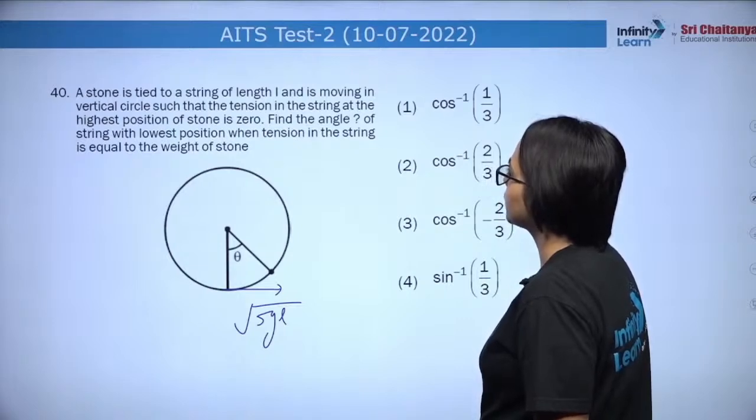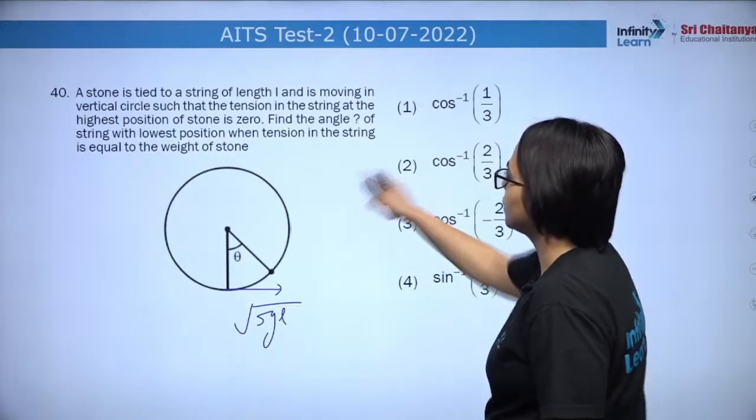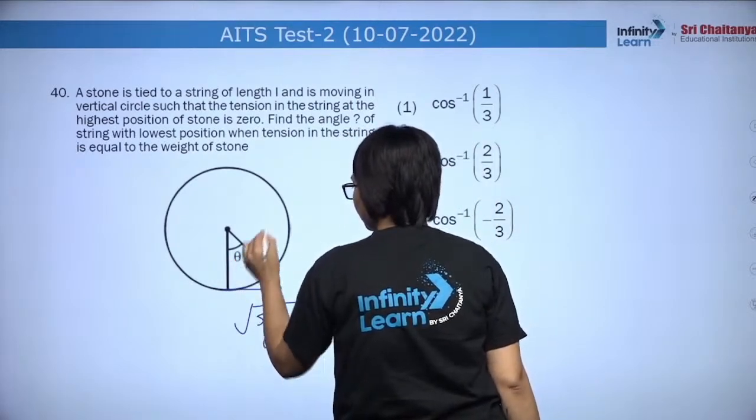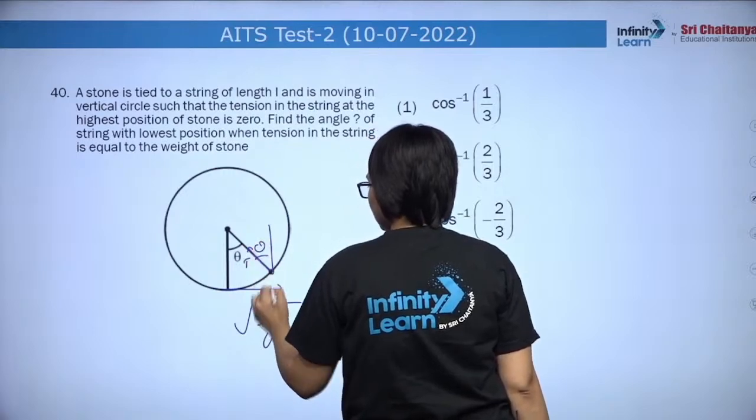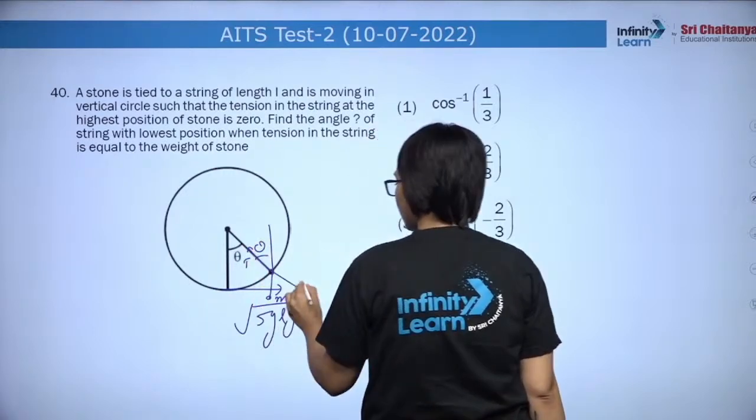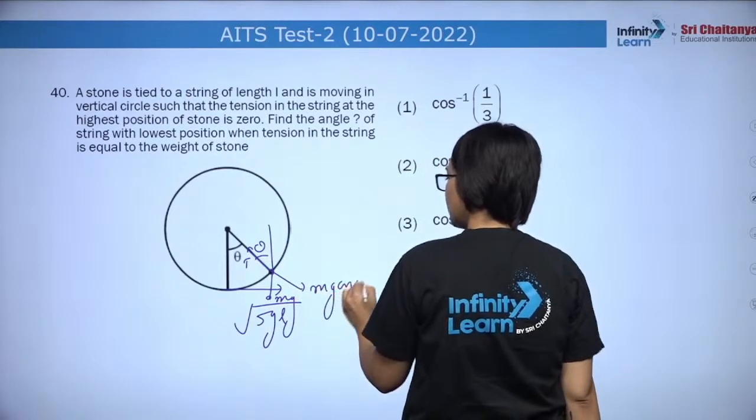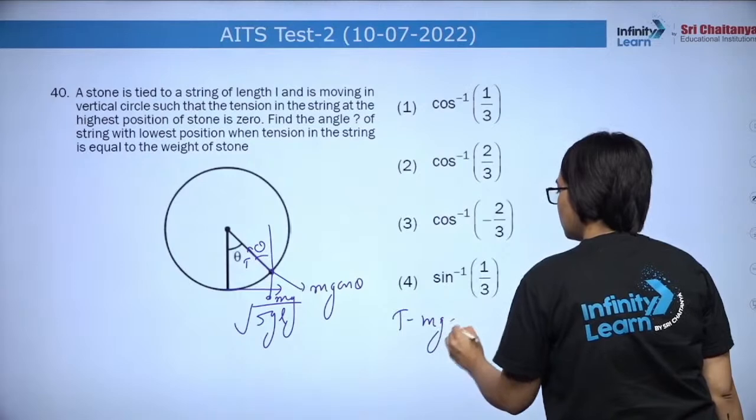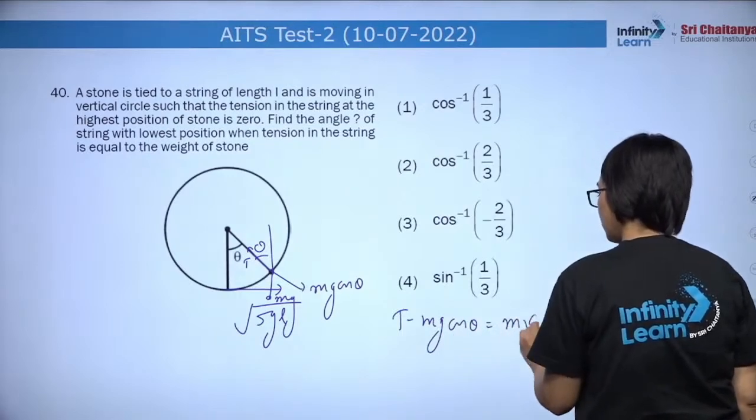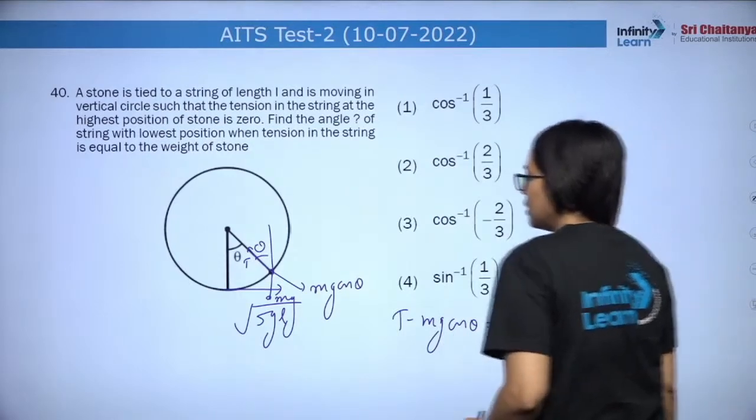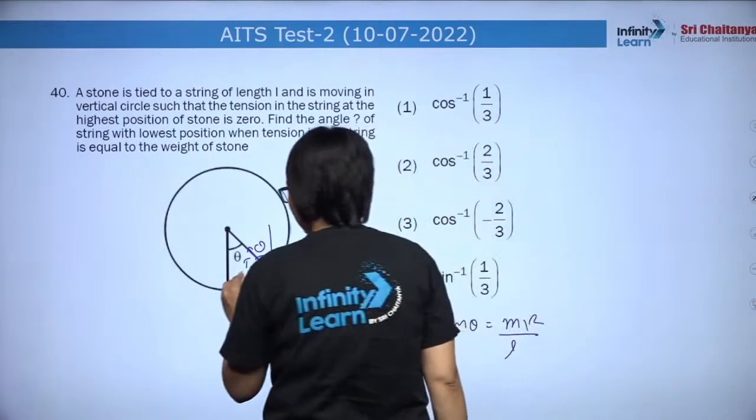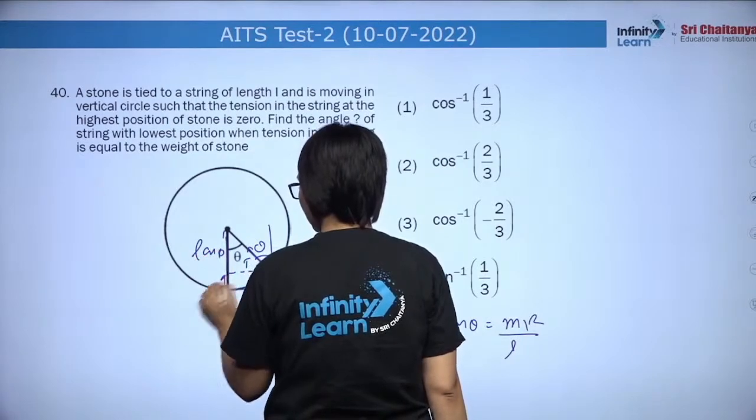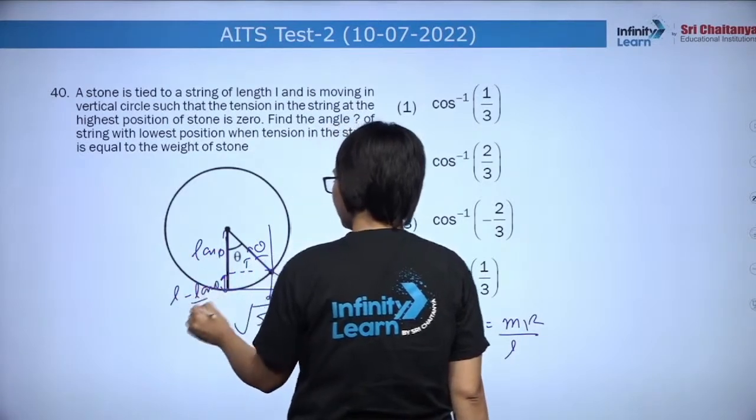So at this position, this is tension, this is theta, this is mg. So this component will be mg cos theta. So net centripetal force, T minus mg cos theta, is equal to mv square upon L. Now if L is the length of the string, then this is L cos theta. So the gain in height of the body is L minus L cos theta.